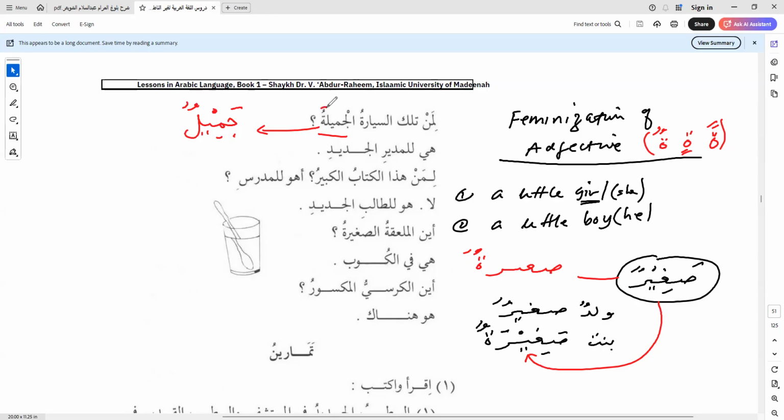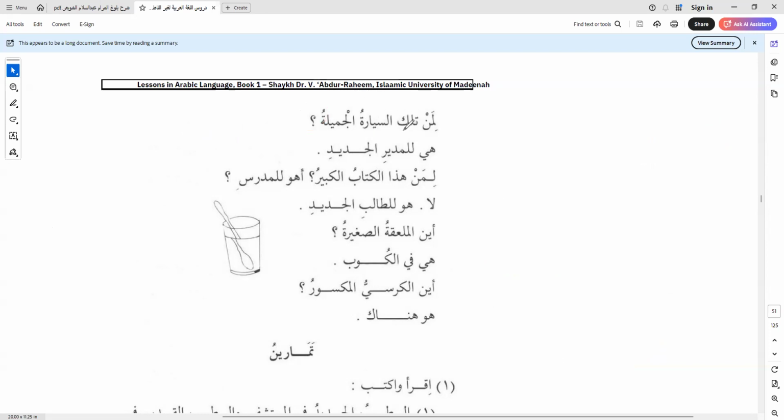So you just have to drop this and then put the matin, jamilun. So as-sayyara means it's a female. It is considered a feminine object in Arabic. So we say liman tilka as-sayyaratul jamila. See, who's liman tilka? Basically, we are asking, who does that beautiful car belong to? Or who owns that beautiful car?